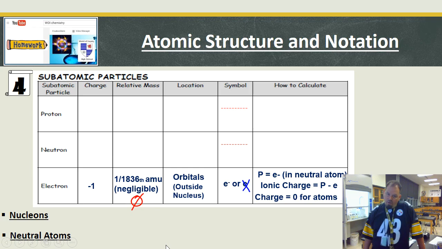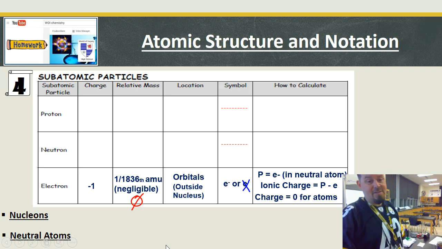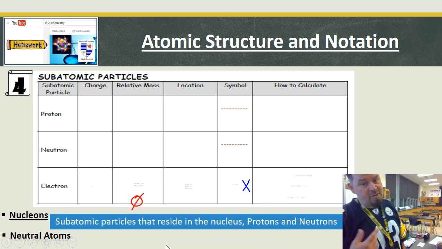Atoms is a loaded word. Atoms means there is a neutral overall charge. If it's an atom, it has the same number of protons and electrons. If the number of electrons changes, because we're going to find the number of protons can't, if the number of electrons changes, it's no longer an atom anymore. It's something else, and we'll use that word specifically.